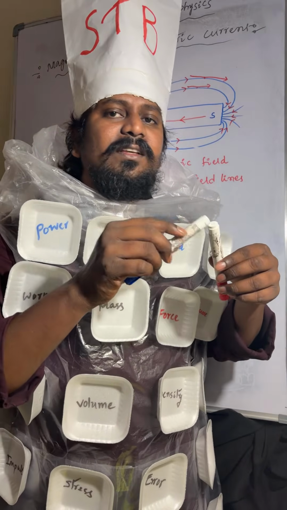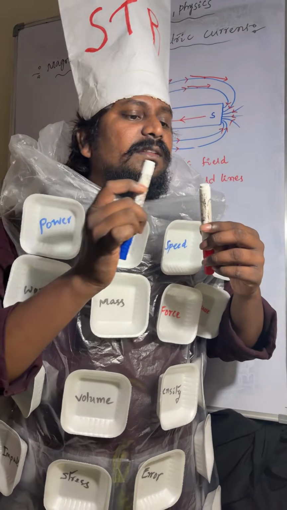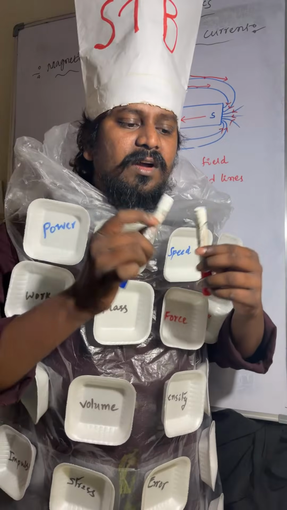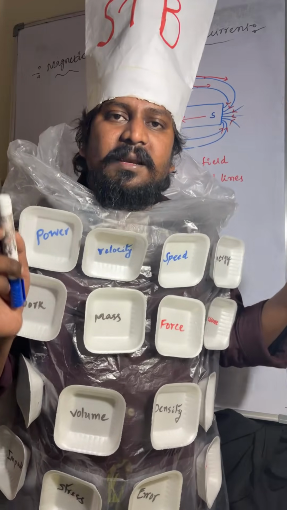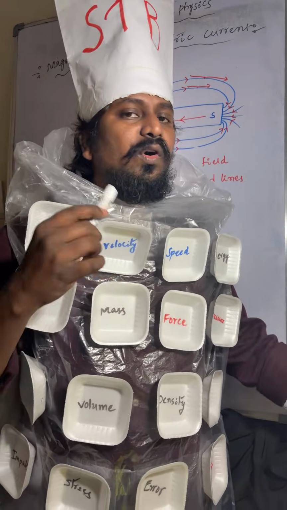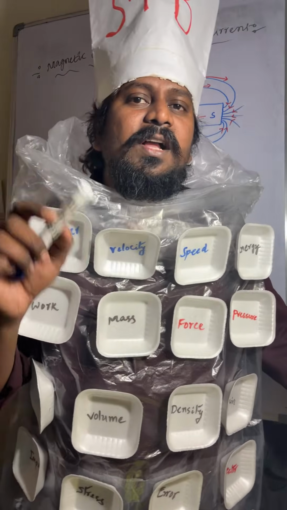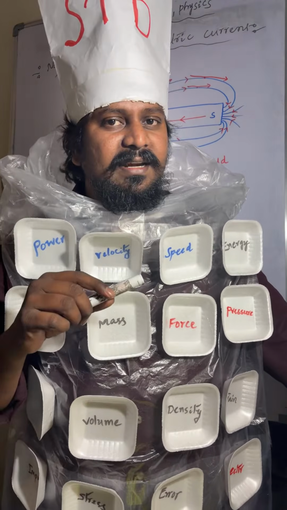I'm taking this as north and this as south. It will attract. And if this is north and this is also north, then it will repel. South and south repel, north and north repel, north and south attract, south and north attract. Two dissimilar poles will attract.